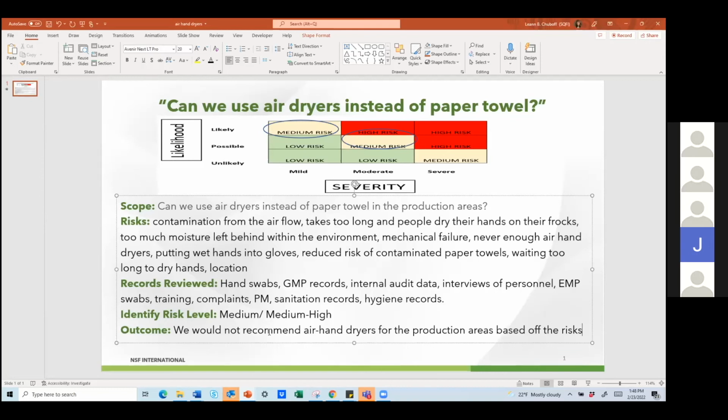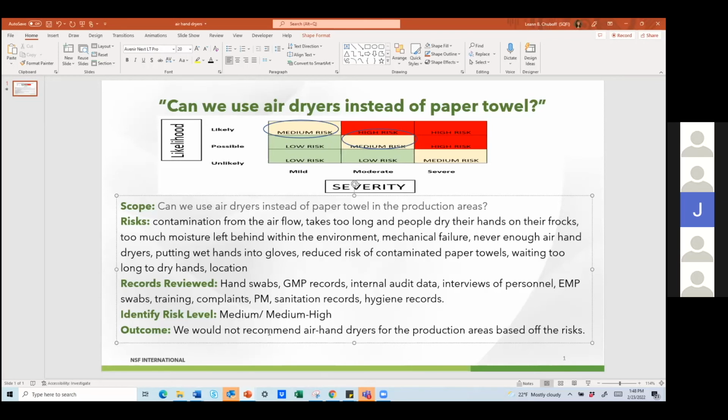So let's just say, this is what we're going to do. From the auditor's perspective, this is what the auditor would be looking for if you did install air hand dryers in production. They're going to say, okay, where's your risk assessment? You're using an air hand dryer over paper towels. So how did you identify the risks? How did you look at that?